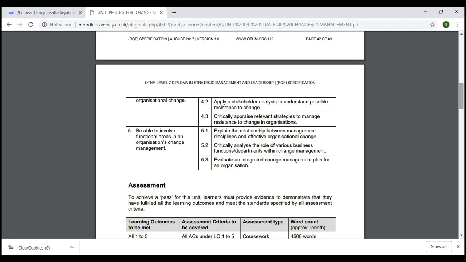Critically analyze the role of various business functions. These are HR, marketing, after sales service, customer service, production, suppliers, and all these are different functions within our organization. These are all we need to analyze. These are very critical. Normally we say first impression is the last impression. Sometimes we use the term last impression is the first.